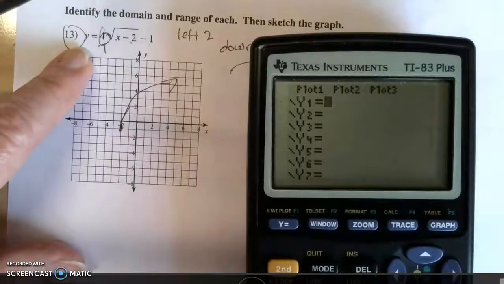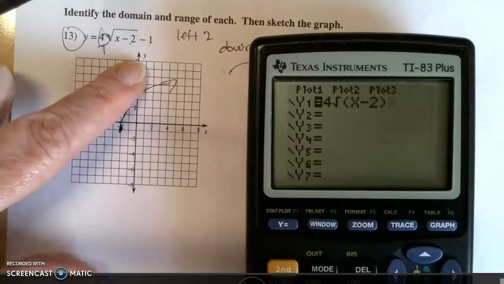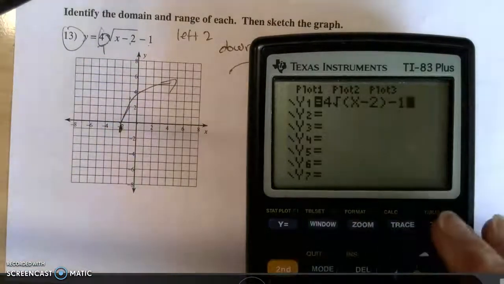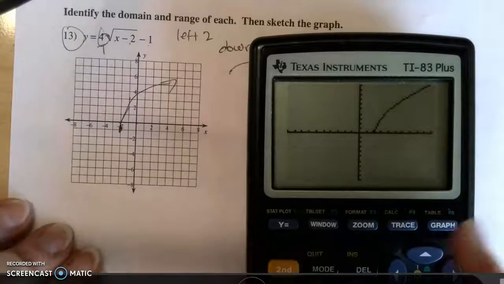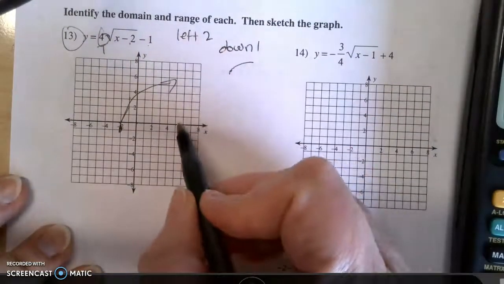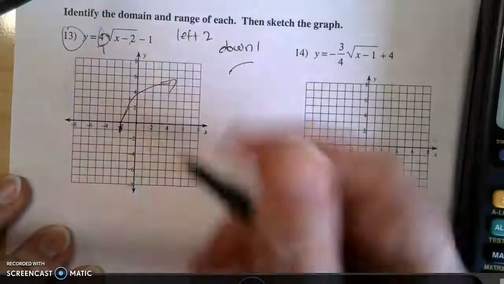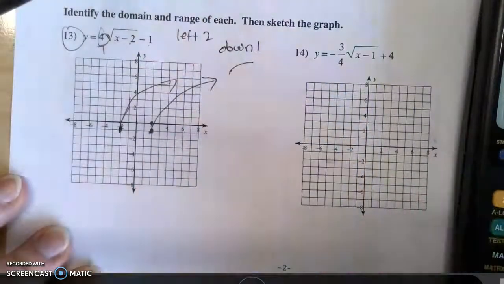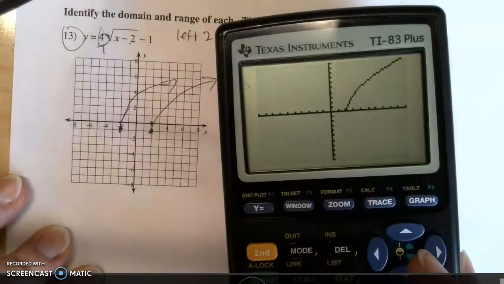So it is 4 times the square root of x minus 2 minus 1. And remember, I didn't do any math, so let's just see how close. Oh, it's supposed to be right 2. Ah, dang it. Okay, I want to look at it again. There it is.